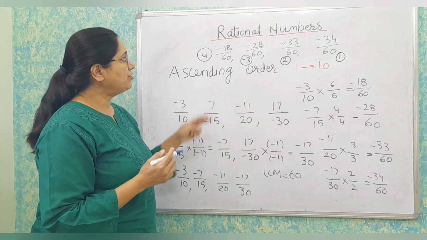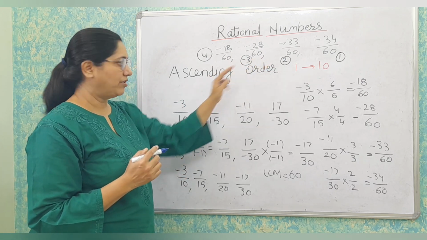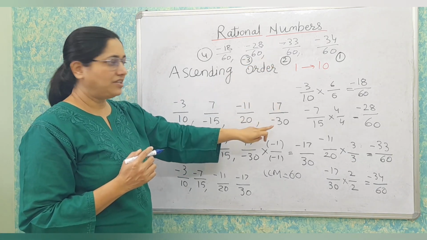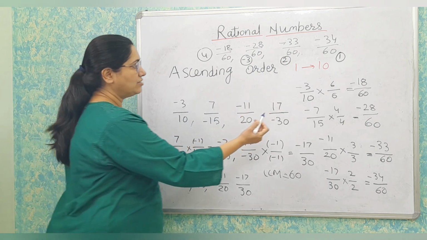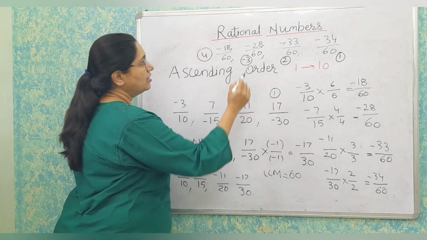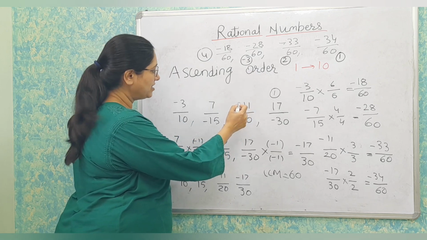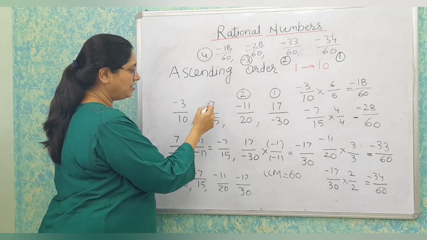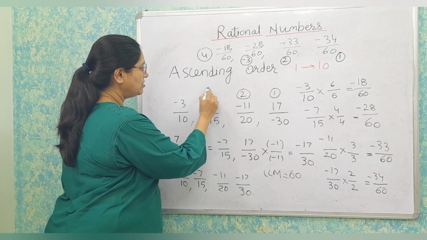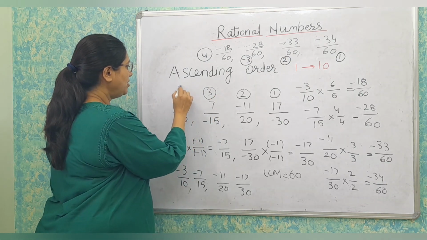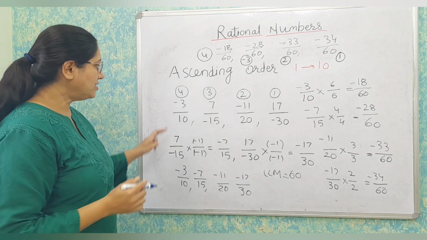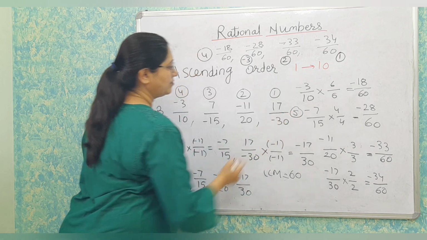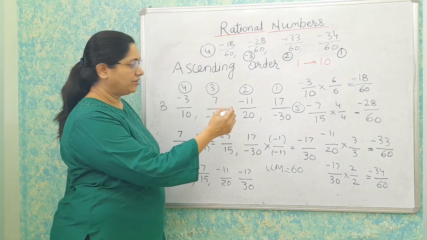But you are not asked to arrange all these rational numbers in ascending order. You have to arrange all these rational numbers. So minus 34 upon 60 represents 17 upon minus 30. So I can say this one is the smallest. Minus 33 upon 60 represents minus 11 upon 20. So this is second. Then minus 28 upon 60 represents 7 upon minus 15. So this is the third one. And the last one would be minus 3 upon 10. So I can say this is the biggest and this is the smallest. And we can put the sign between them.